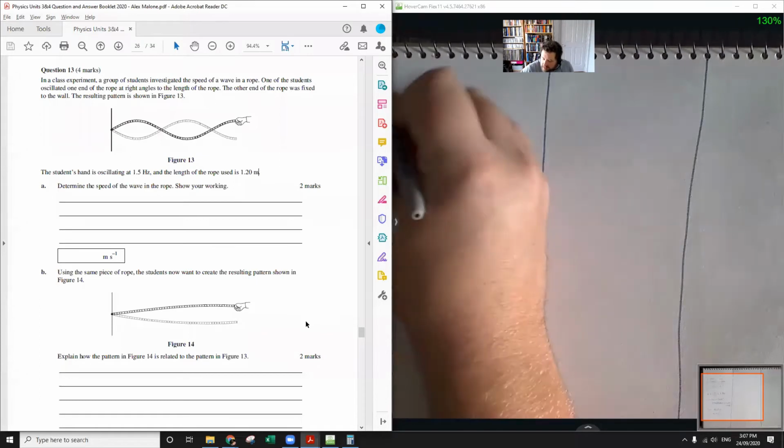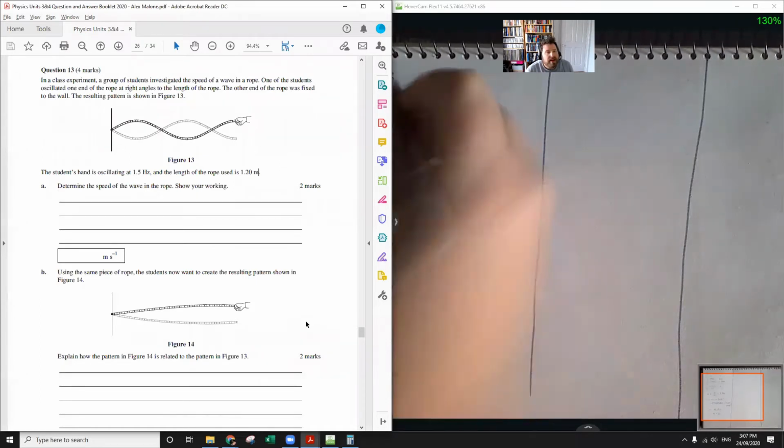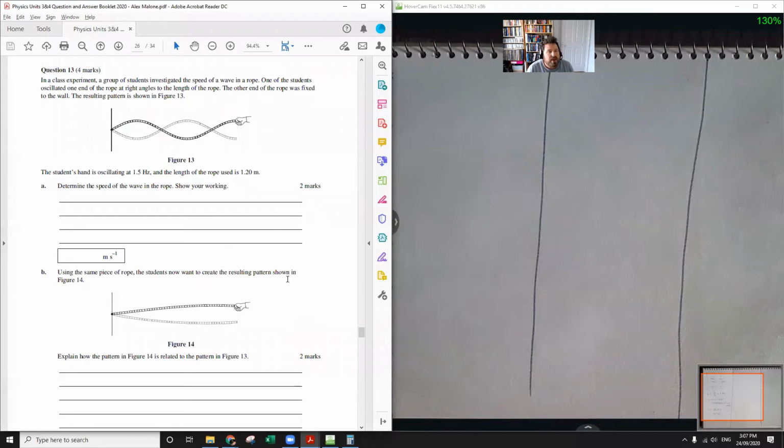All right, question 13 looks like it might be about standing waves. In a class experiment, a group of students investigated the speed of a wave in a rope. One of the students oscillated one end of the rope at right angles to the length of the rope, so transverse. The other end of the rope was fixed to the wall. The resulting pattern is shown in figure 13.